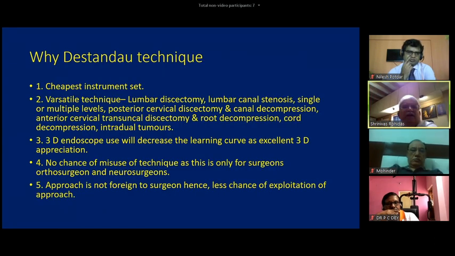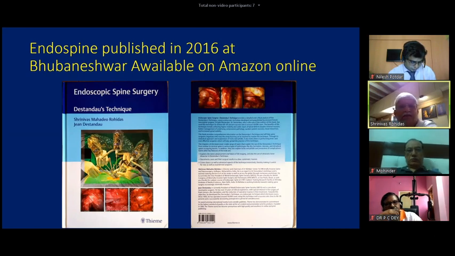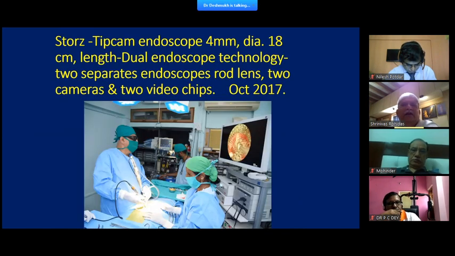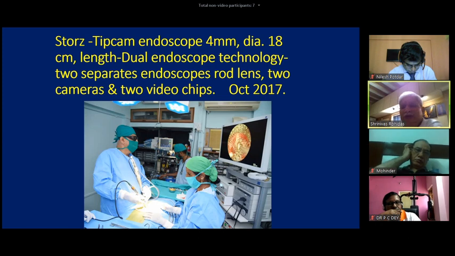So this is regarding the Destandau technique. It's a versatile technique. A 3D endoscope can be used, and the anatomy is the same as the open technique or microscopic technique. This is about the book which we have written about the Destandau technique. This is the 3D endoscope by Storz. We have been using it since 2017, which gives you 3D appreciation.